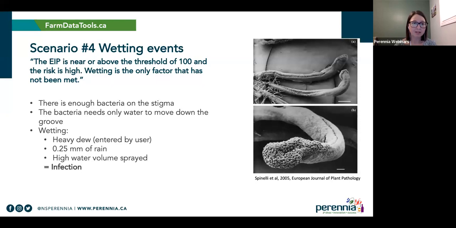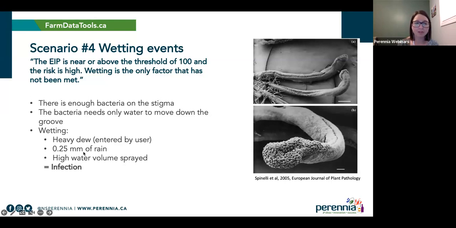In this situation, if the EIP is near or above the threshold of 100, that means there is enough bacteria on the stigma, and the bacteria only needs to move down the groove to get into the base of the flower. And it moves by using water. So water can be a heavy dew, which needs to be entered into the model by the user, because the model can't predict that automatically.